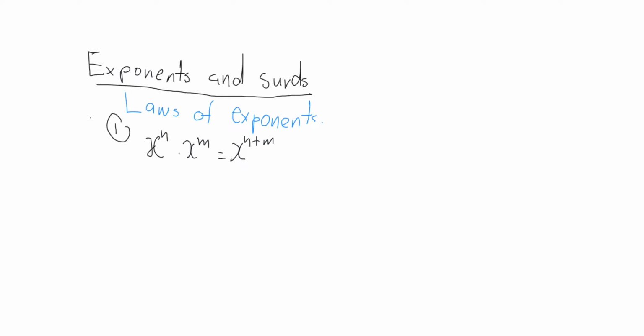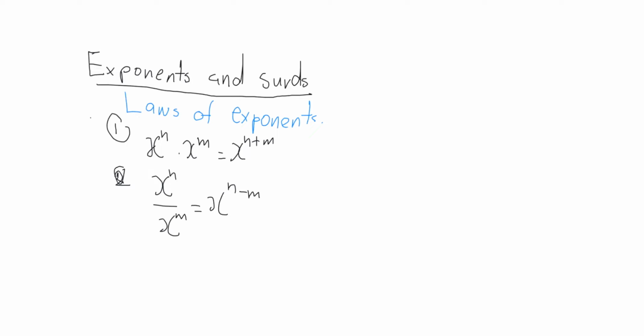Now the second one is that if you are going to divide powers of the same base, you're going to subtract the exponents. So this is going to be x to the power of n minus m. When you're dividing powers of the same base, you subtract the exponents.